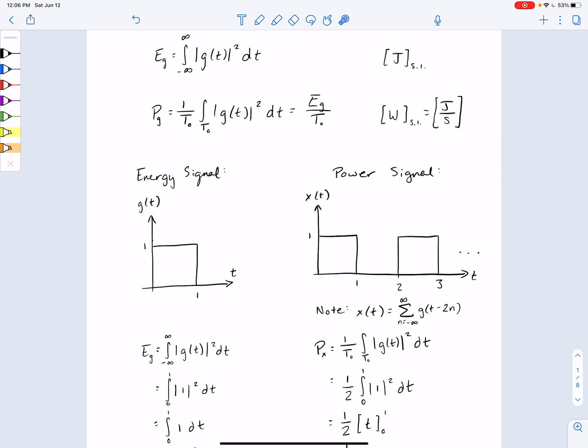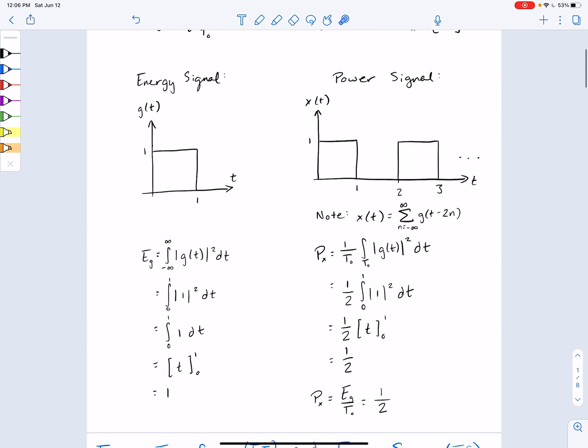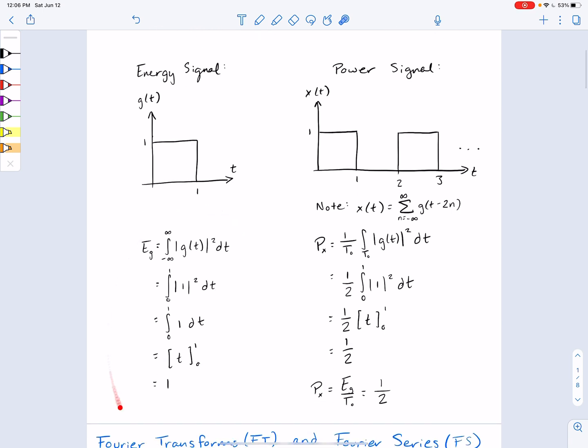And you saw that in the homework already, so hopefully you're familiar with it. Okay, so now I calculated the energy over here for the energy signal, which ended up equaling 1. I set it up by saying the function is equal to 1 on the boundary from 0 to 1, so that's how I set up my integral. And I did a very similar thing here, noticing that the period was 2.